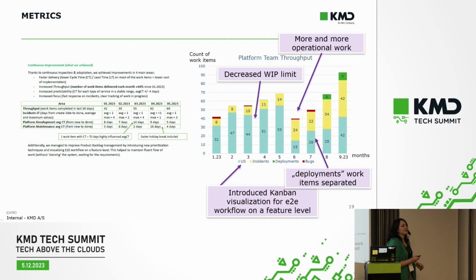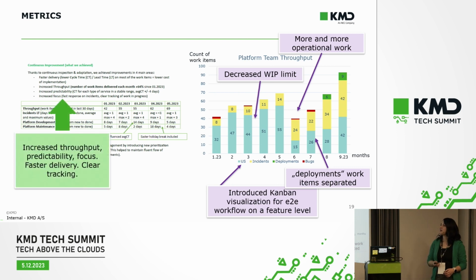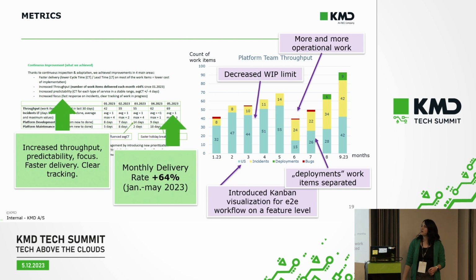This is the final slide regarding outcomes because it has all the most important parts. This is actually part of the executive report summary I wrote after implementation in May. So what we have? We have increased throughput, predictability, and focus. We have faster delivery, and we have clear tracking of our work. So from January till May, we had a 64% increase in delivery rate. And, this is very important, the size of work was not smaller.